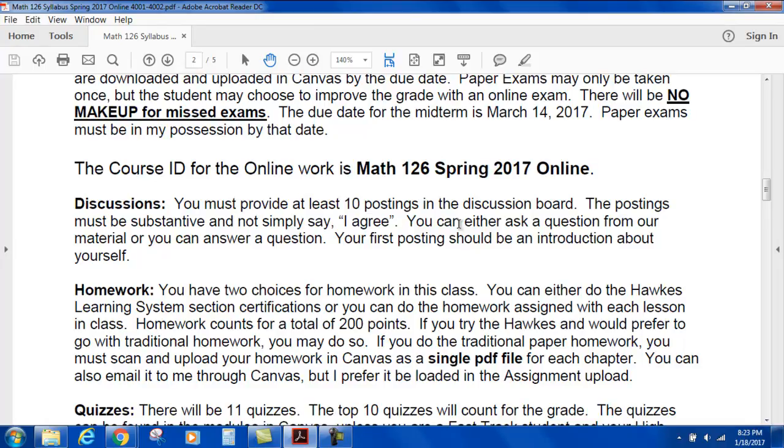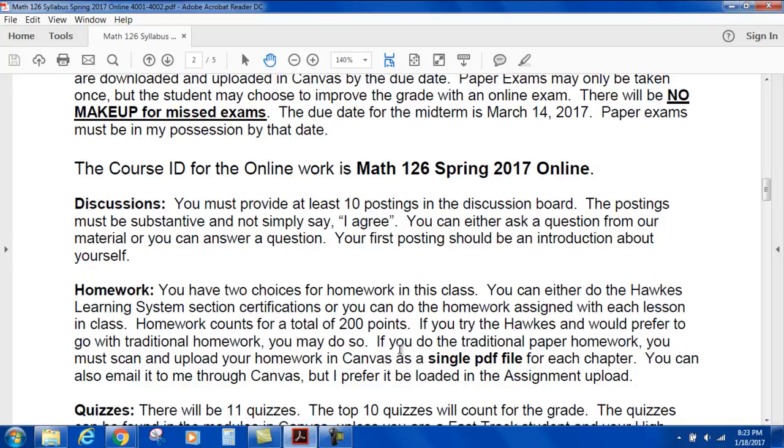Homework. So you have two choices for the homework. You can either do Hawks Learning System section certificates. So the certifications are the homework part. It means you're certifying that you can do it. And in the online stuff, there are lessons there as well as the lessons I have here in Canvas. Section certifications, or you can do the homework assigned with each lesson in class. Homework counts for a total of 200 points. If you try the Hawks and would prefer to go with the traditional homework, you may do so.